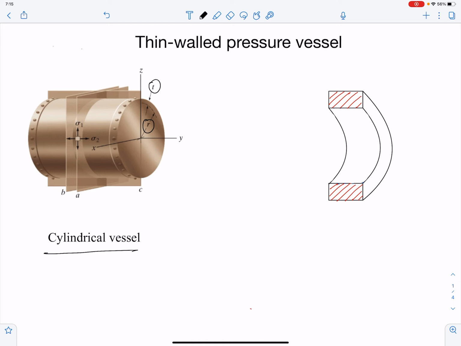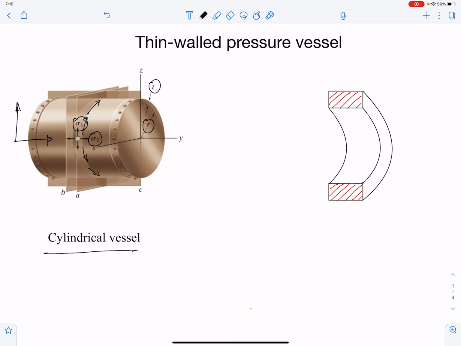Now we would like to see what the stress is in the longitudinal direction and what the stress is in the circumferential direction, which you can imagine along this circumference. Along the circumference direction, the stress is sigma 1, and along the longitudinal direction it is sigma 2. Let's take a look at sigma 1 first, and how we can determine it.